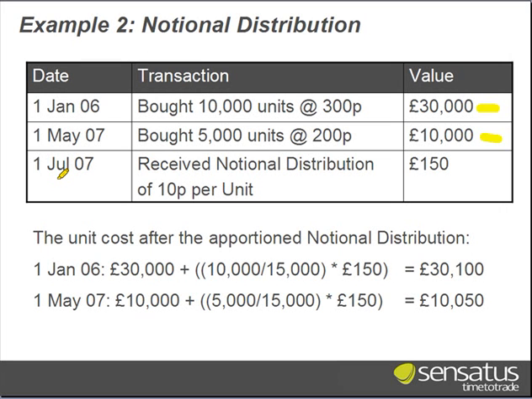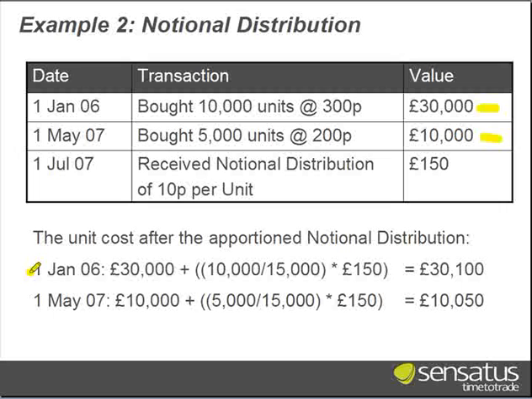Now on the 1st of July 2007, let's assume that a notional distribution was received of the equivalent of 10 pence per unit. Okay, so there were 15,000 units owned at this point in time, therefore £1,500 was received as a notional distribution. So no money changed hands, but from a notional perspective you received 10p dividend, shall we say, or interest from your units. Okay, therefore the unit cost then has to be apportioned as shown.